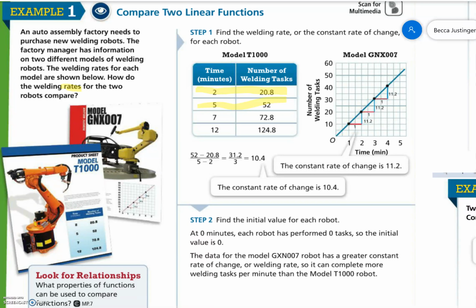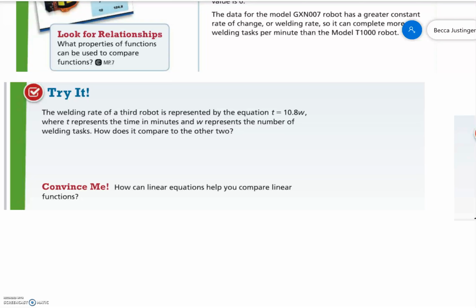Try it. The welding rate of a third robot is represented by the equation T equals 10.8 W, where T represents the time in minutes and W represents the number of welding tasks. How does it compare to the other two? Well, its slope, its rate of change, is 10.8, meaning it can do 10.8 welding tasks in 1 minute. That means it's right in the middle of those other two. It's faster than the T1000, but slower than the GNX 007.